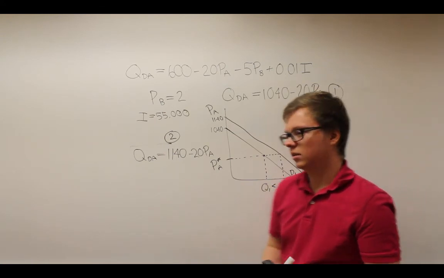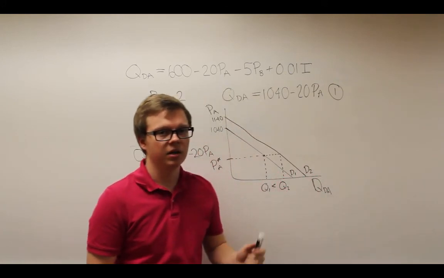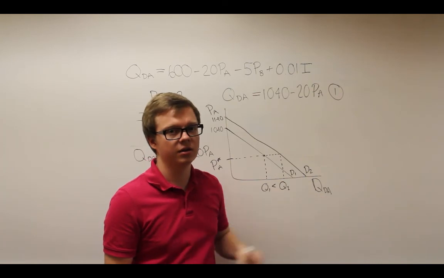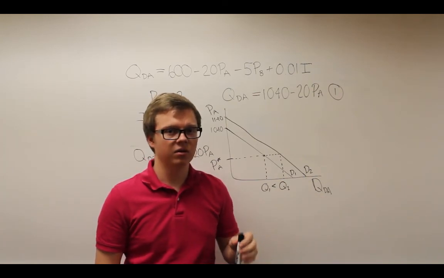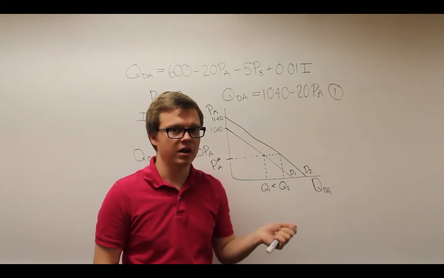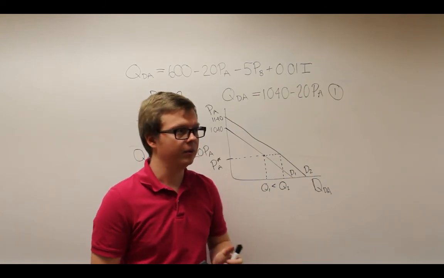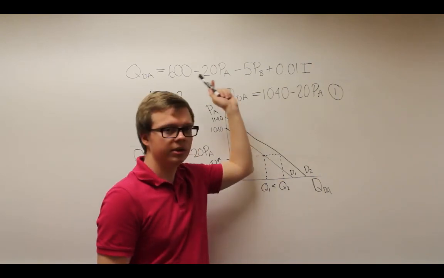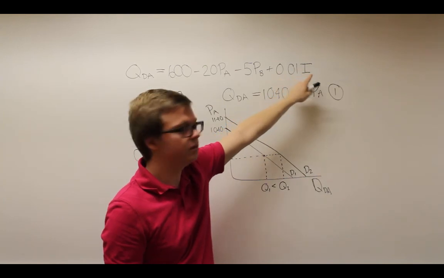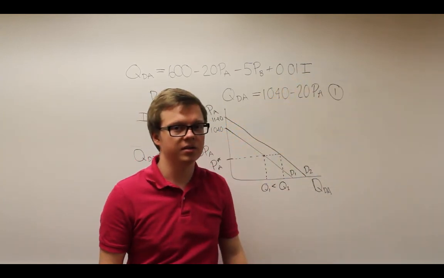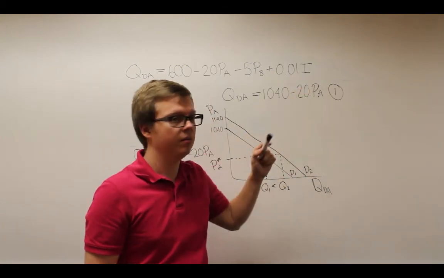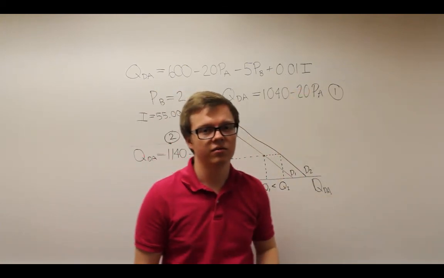What that tells us is, as income increases, the quantity demanded of good A increases as well. And that's what's called a normal good. So from this, we've determined that good A is a normal good. And we can see that actually in the original equation, because the coefficient on this income variable is positive, which just means there's a positive relationship between income and quantity demanded of good A.